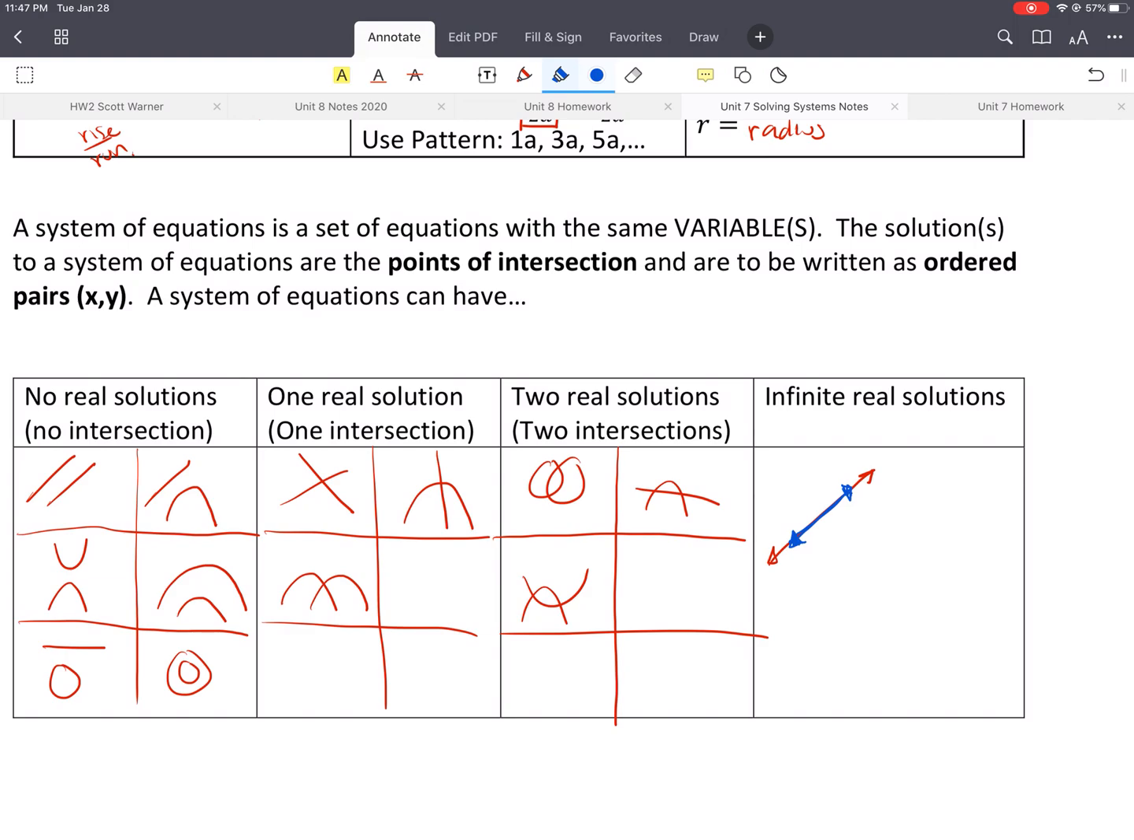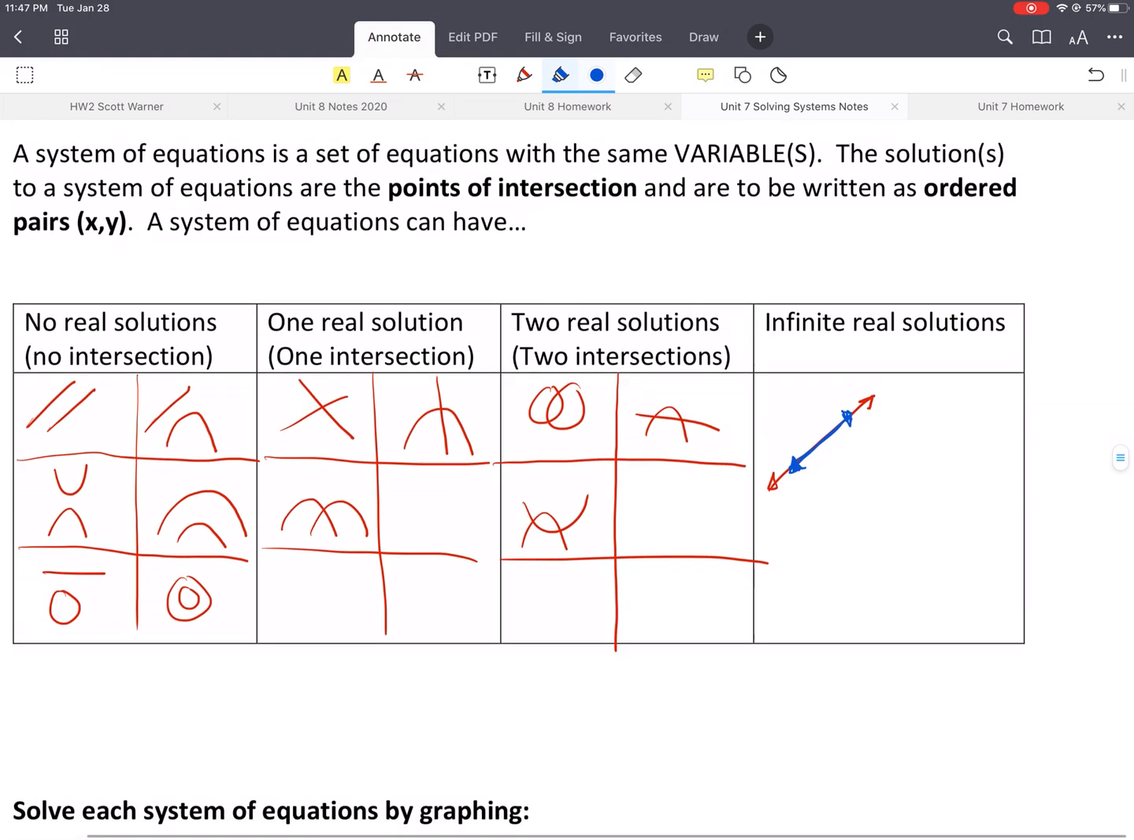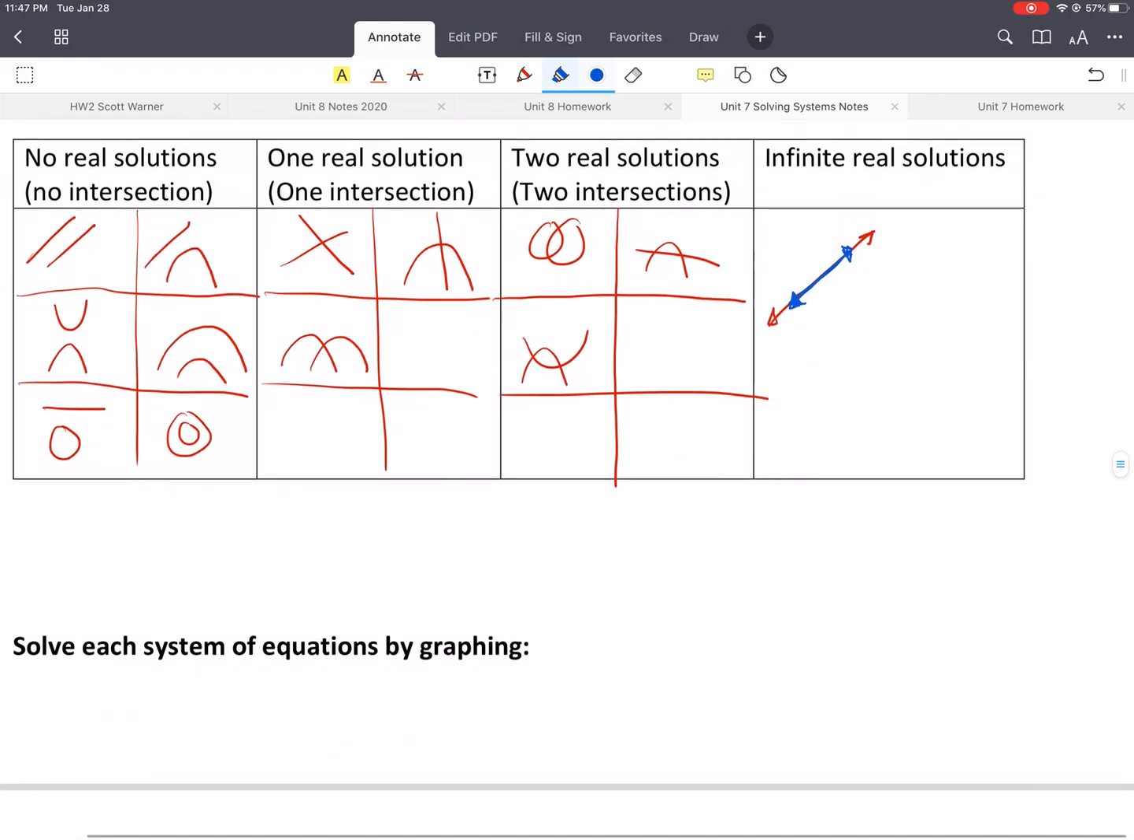All right, or you could do a circle on top of a circle, or a parabola on top of a parabola. Those would always have infinite real solutions. Okay? All right, if you ever need to pause, just tell whoever's in charge to pause, but don't take too long. You can always watch this again.